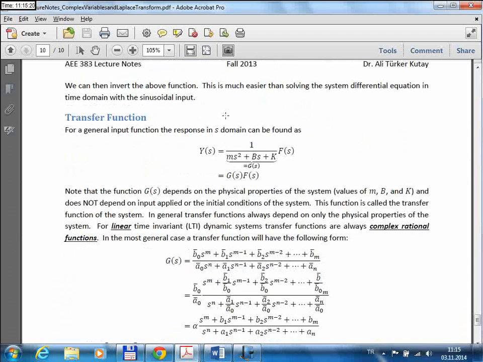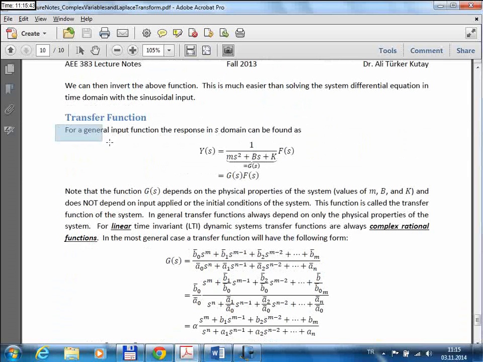Okay, so right now we can start talking about the transfer function. Transfer function is a very important concept and we use it a lot. We, as controls engineers, use this transfer function term a lot, so it's a part of our everyday life. And let's see how we define that.